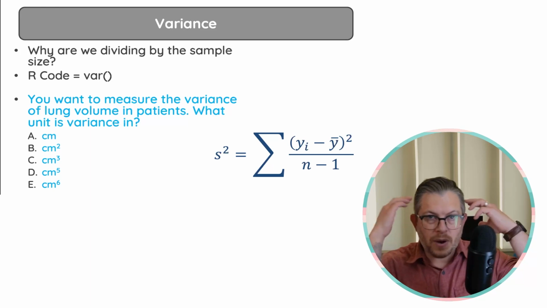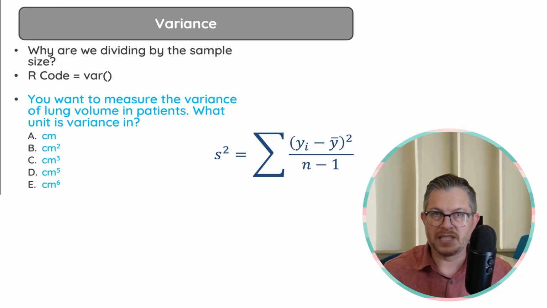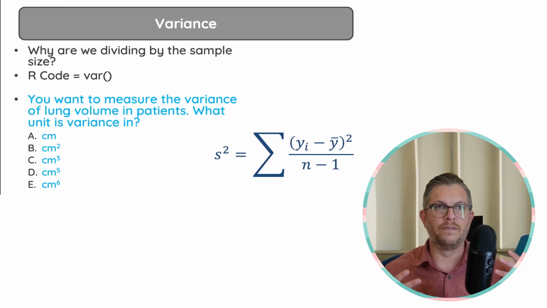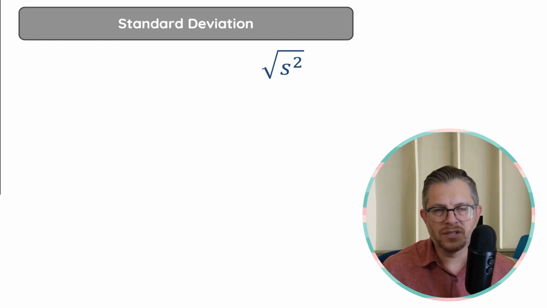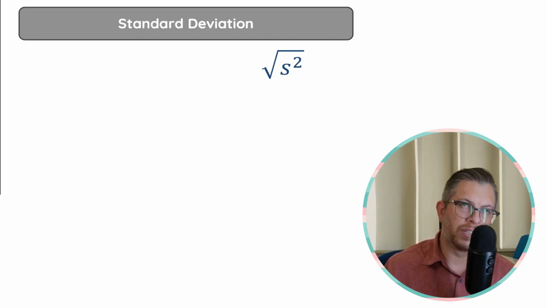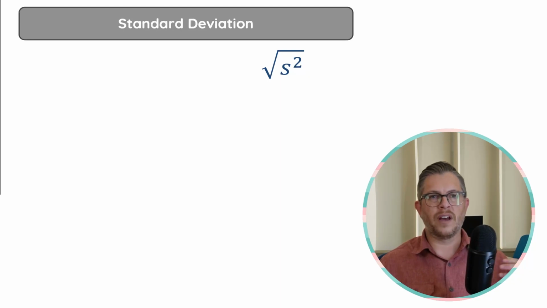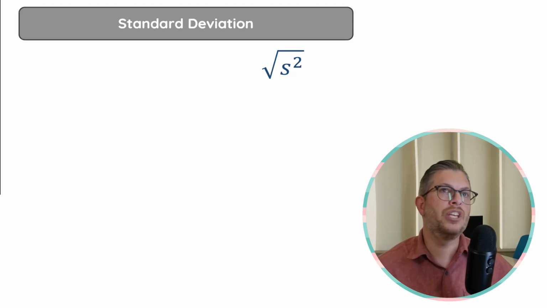I don't know how to visualize centimeters to the sixth in my mind. It doesn't make any sense to me. So even though variance is straightforward, this is a way of representing variation, the average amount of variation. It's in a unit that doesn't match our data. This is why we prefer dealing with standard deviation, which is the square root of the variance. Because not only are we getting a measure of this average, but we're putting it in the units of our data.